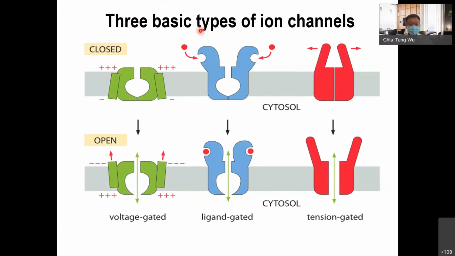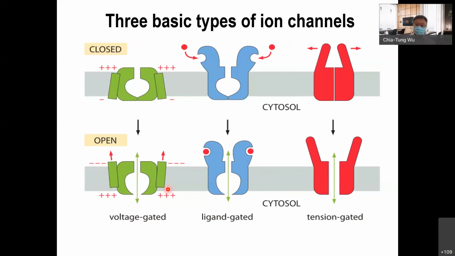We have three basic types of ion channels on our cell membrane, including not only myocytes, but also neurons, other myocytes, and gastrointestinal tract cells. The three basic channels include the voltage gate channel, ligand gate channel, and tension gate channel. And what is a voltage gate ion channel?